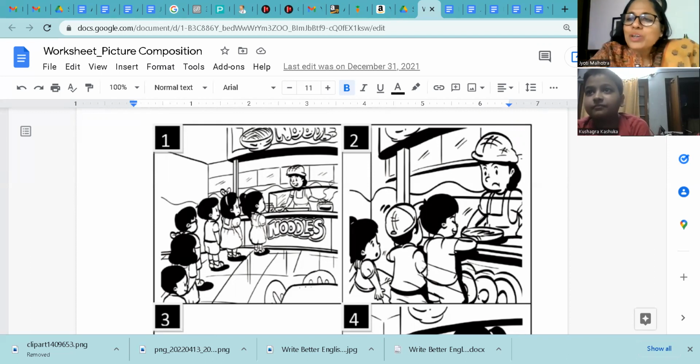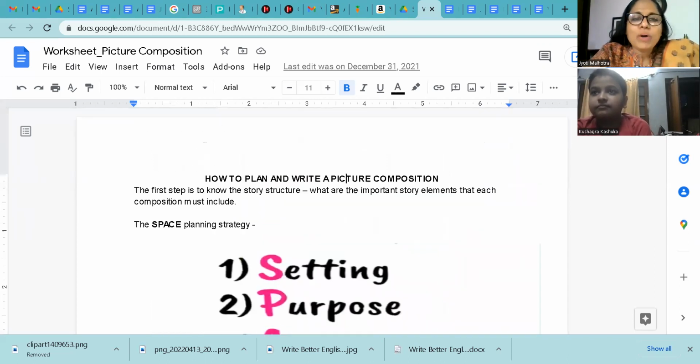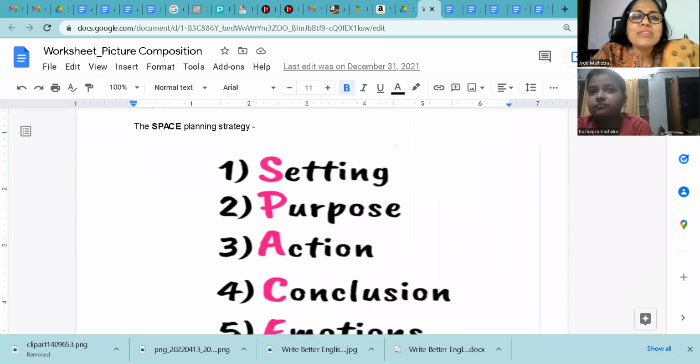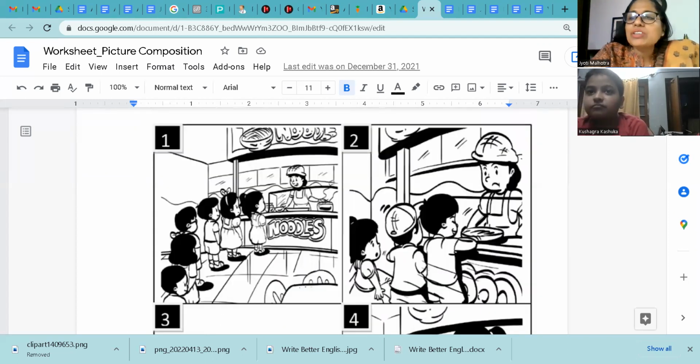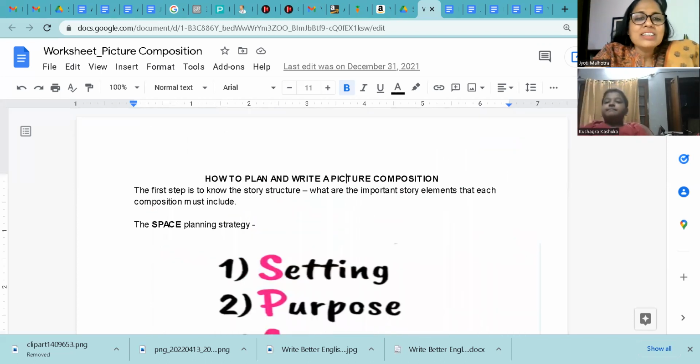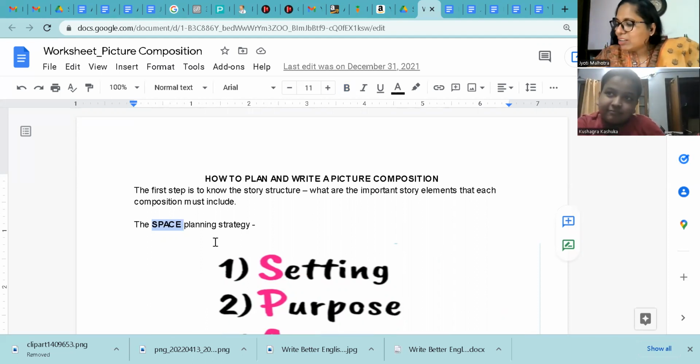Okay. Now I'm going to give you a fun technique of writing a picture composition. And for that, I'm giving you an acronym. And that acronym is called SPACE. Is it easy to remember? If it's easy, say yes. SPACE. Good. So the first thing, S in SPACE, stands for setting.